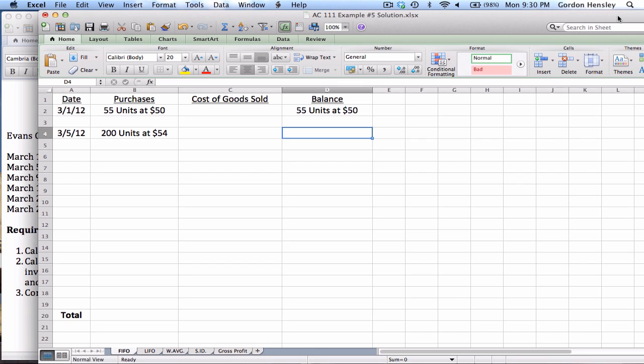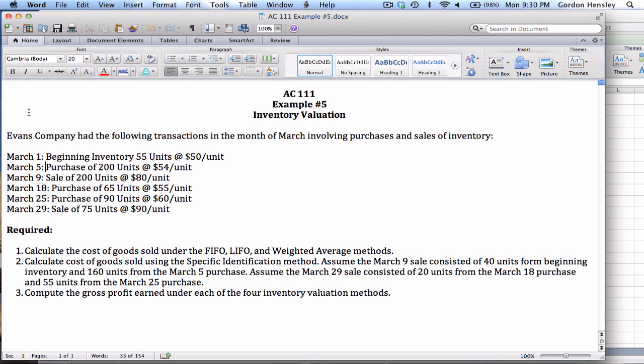Every time there's a price change, we want to have these different layers. So I already have a layer of 55 units at $50 from before, and now because of this additional purchase, I have an additional layer of 200 units at $54. Like I said, every time there's a price change, we just keep building up these layers of inventory. And that's very important that we build them up that way. So that takes care of the 5th.